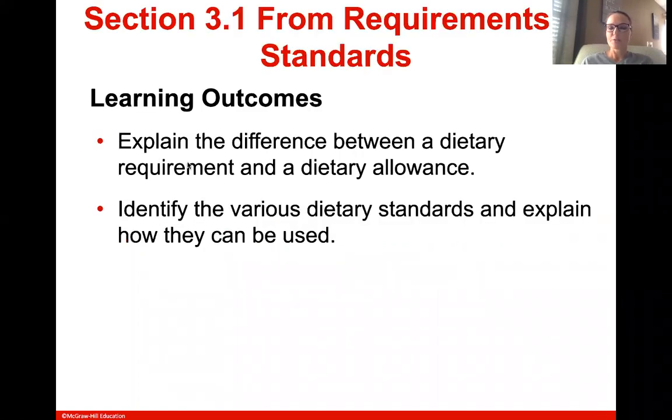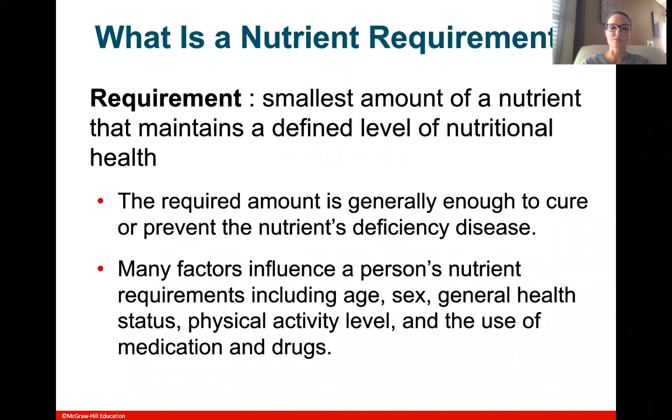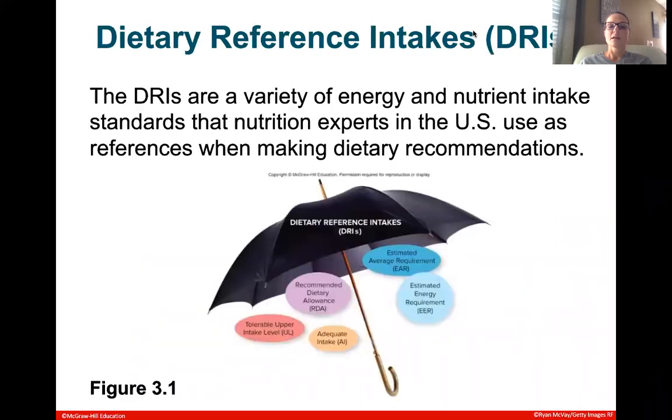Today we're going to look at the differences between a dietary requirement and a dietary allowance, and identify various dietary standards and how they can be used. So, what is a dietary requirement?